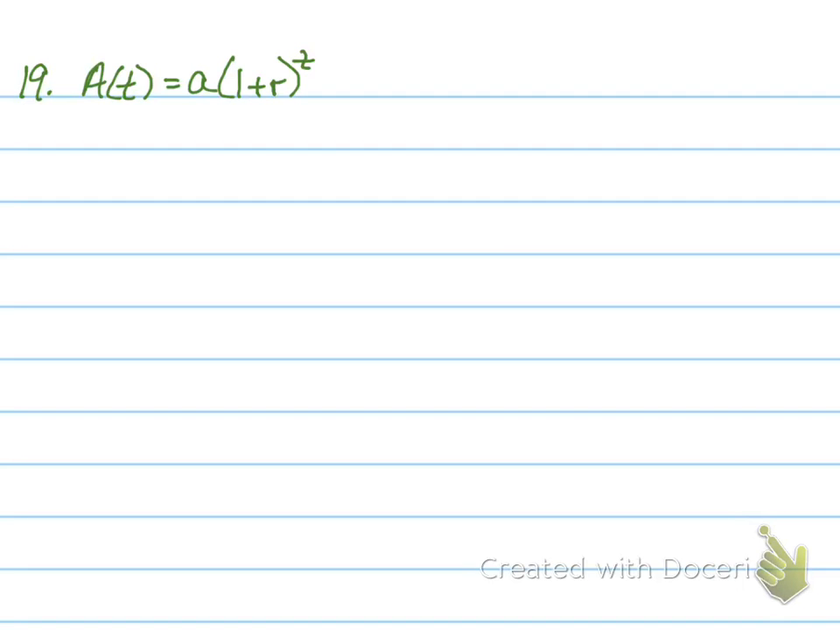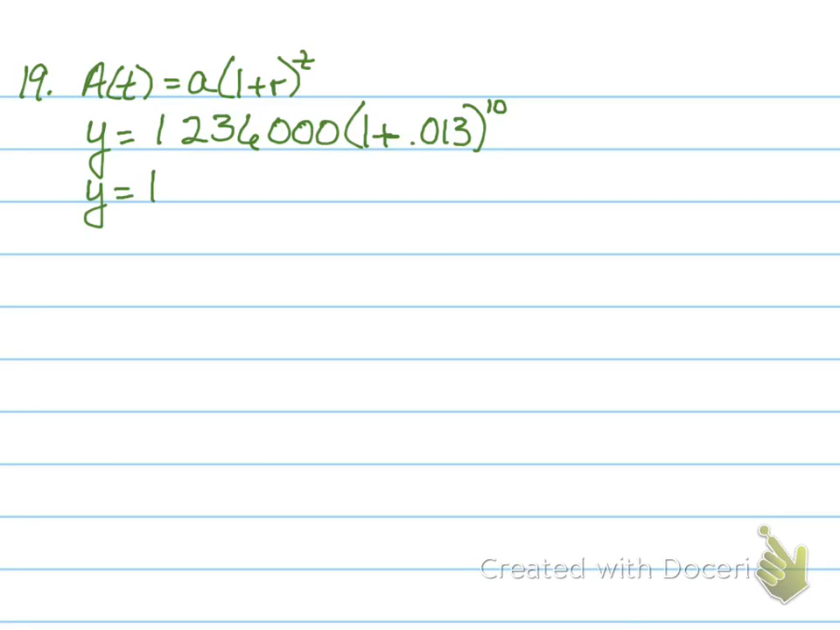Okay, so we have y is equal to 1,236,000 times 1 plus, and then our rate of change is 1.3%. So when I put it in decimals, it's 0.013 for 10 years. So 1,236,000 times 1.013 to the 10.